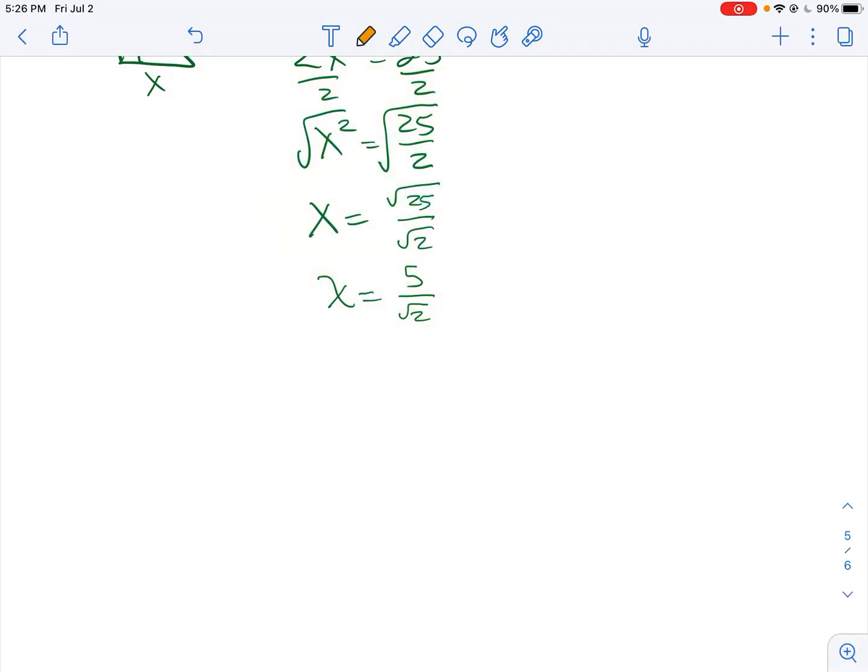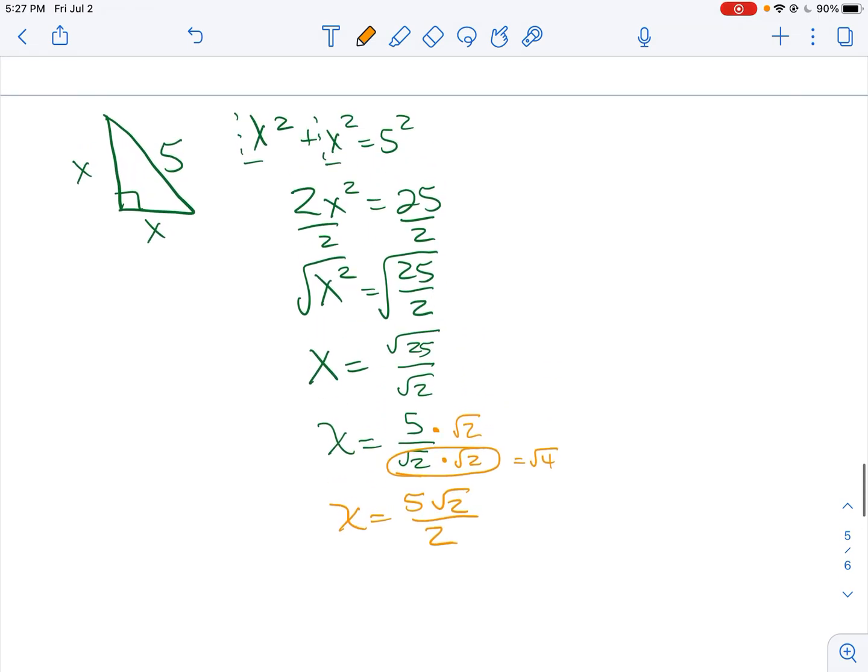Now, I need to get that radical out of the denominator. We cannot have the radical in the denominator. So I'm going to multiply both the top and the bottom by the square root of 2. When I do that, I'm going to get 5 radical 2. This right here becomes radical 4, or the square root of 4, which is, amazingly, 2.